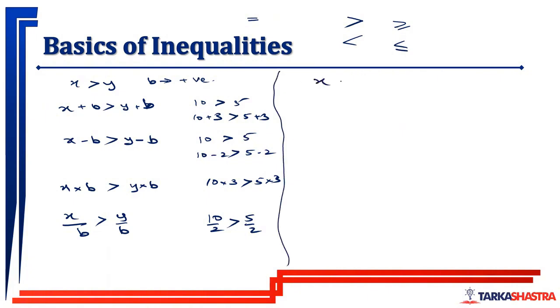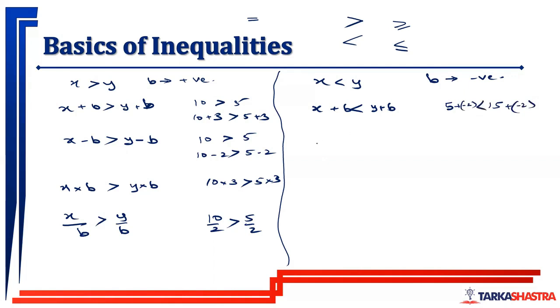But what if b is negative? So let us say we have x less than y now, and b is negative. If I add this negative value, the inequality again won't change its nature. For example, 5 and 15. If I add a negative value, 5 plus minus 2, 15 plus minus 2, still the sign will remain as it is, correct?